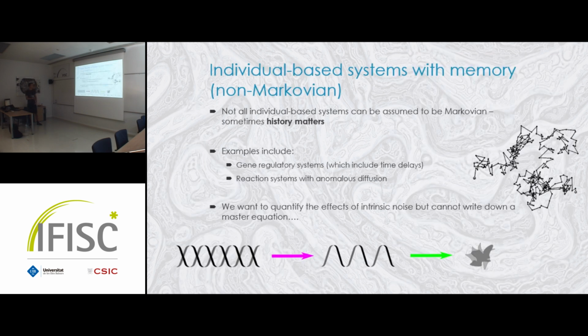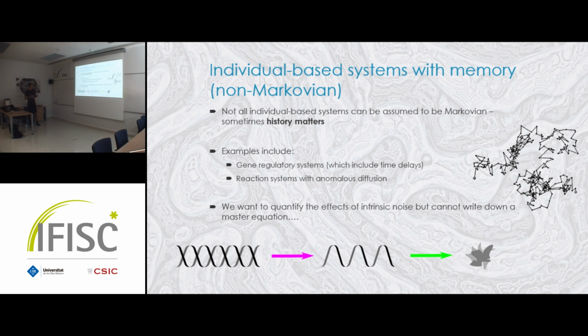Okay, so that's the simple case where we can make this Markov assumption, but what if we can't write down the master equation and perform the system size expansion in this way? Some examples of systems which have these non-Markovian effects, which I'll come back to, are gene regulatory systems where we have time delays due to transcription and translation processes. Another example is anomalous diffusion, where the rate at which particles hop from site to site depends on how long they have been at the site.